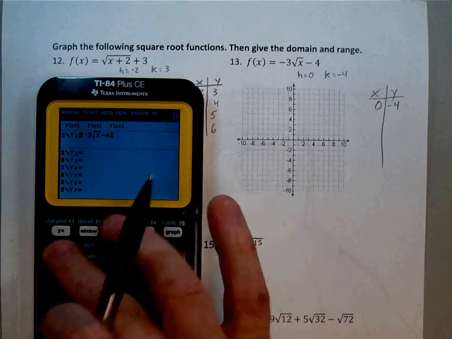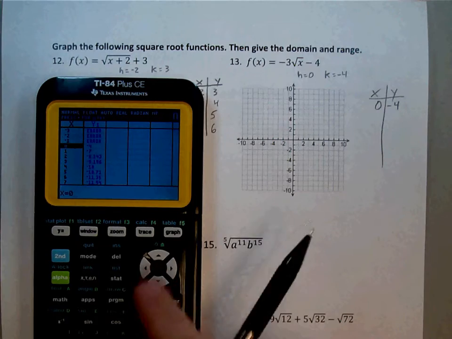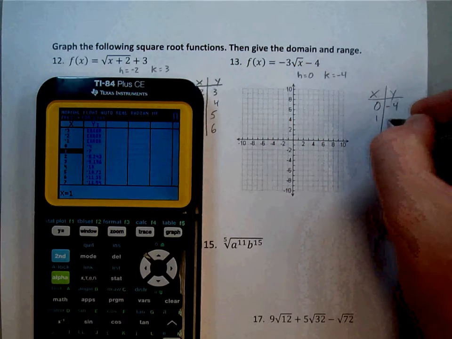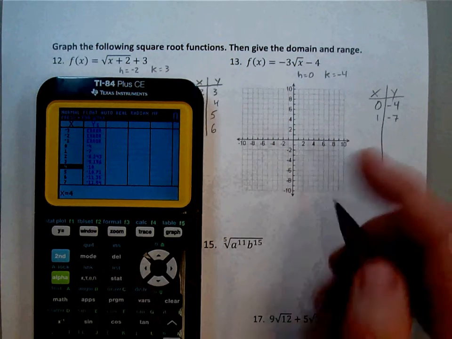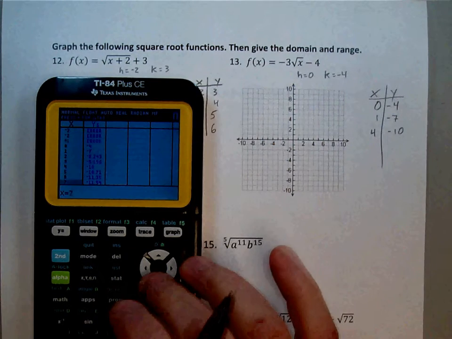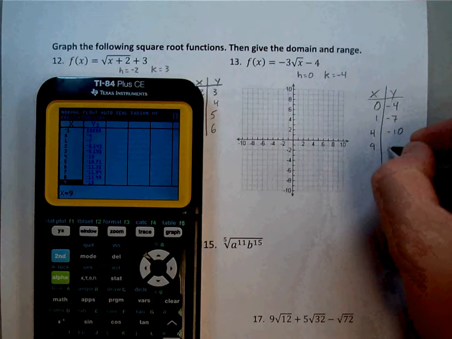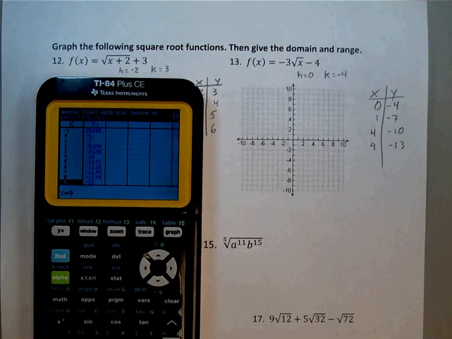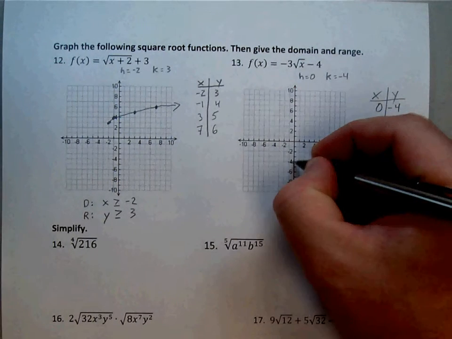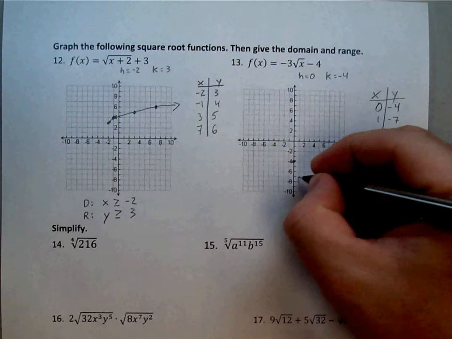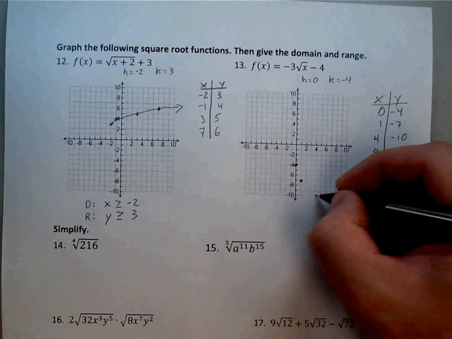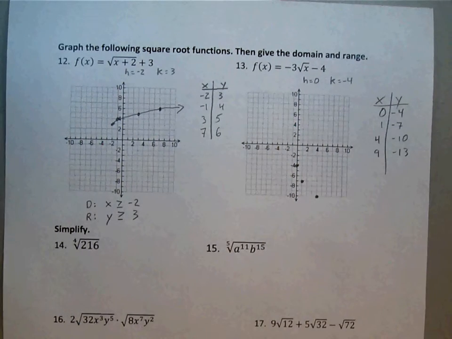Okay, I'm going to go to table, second table. I see errors until I get to 0, -4. I already knew 0, -4. The next one is 1, -7. Then 4, -10. Now if I keep going, I can go to 9, -13, but -13 doesn't fit on my graph, so I'm not even going to bother with that one this time. Okay, let's put those points on here. And it would be off the graph after that.